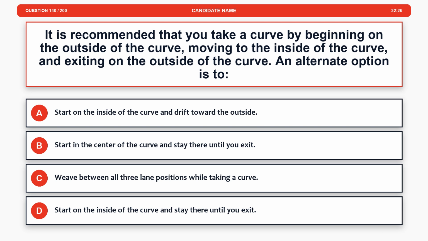Question 140. It is recommended that you take a curve by beginning on the outside of the curve, moving to the inside of the curve, and exiting on the outside of the curve. An alternate option is to: Option A, start on the inside of the curve and drift toward the outside. Option B, start in the center of the curve and stay there until you exit. Option C, weave between all three lane positions while taking a curve. Option D, start on the inside of the curve and stay there until you exit.